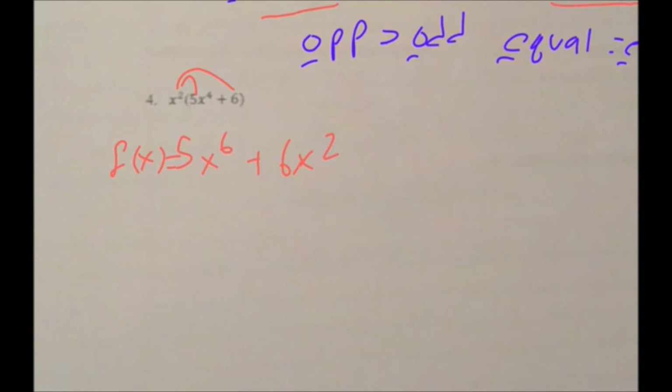Let's pick a number. Let's do 2 so these numbers don't get too crazy. So we'll look at f of 2. That equals 5. Remember, plugging in for x, 2 to the 6th power plus 6 times 2 squared. So 2 to the 6th equals 64. So we have 5 times 64 plus 6. We all know what 2 squared is. 6 times 4.